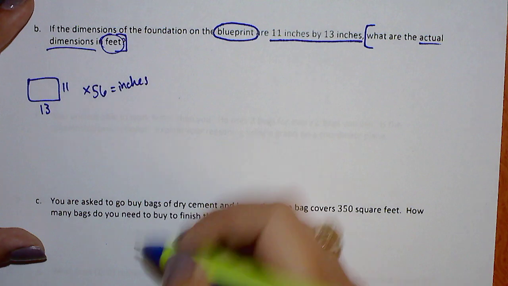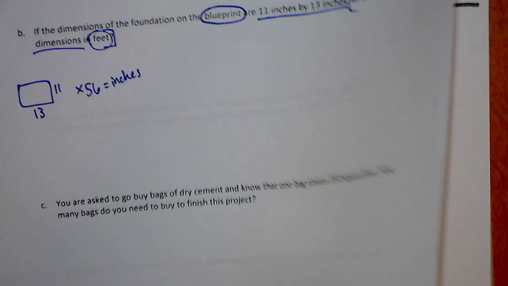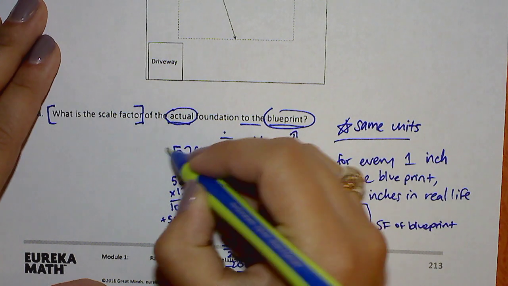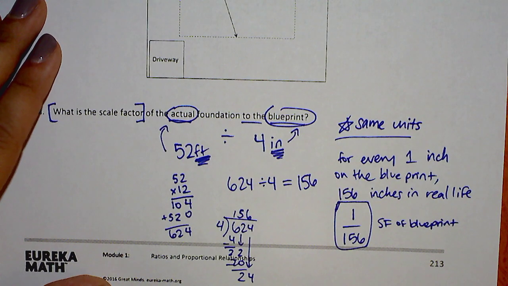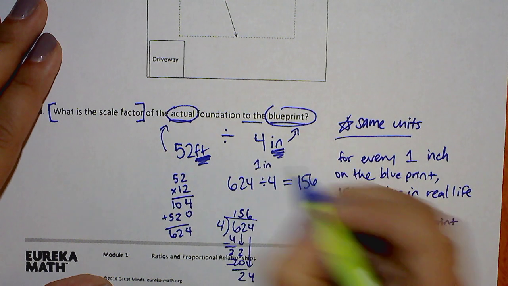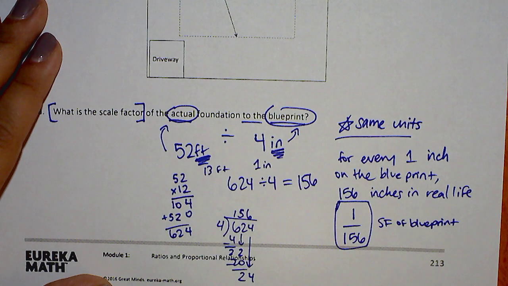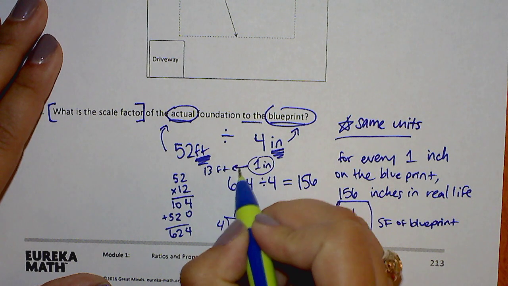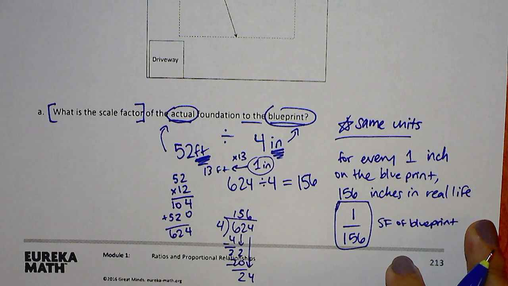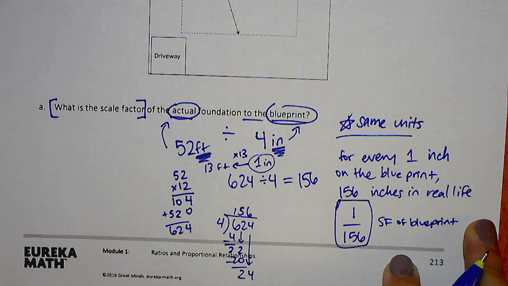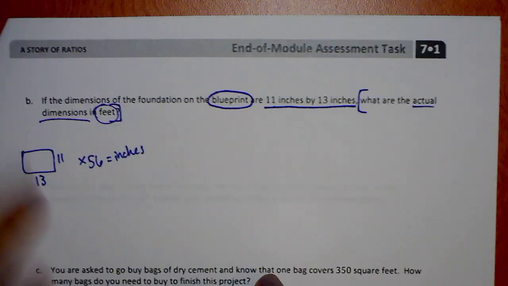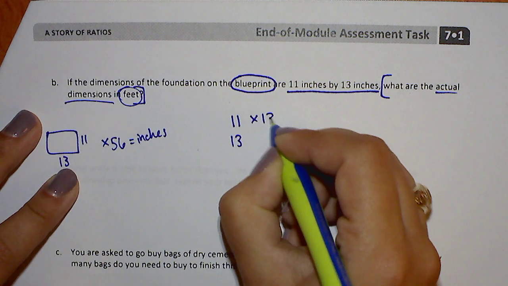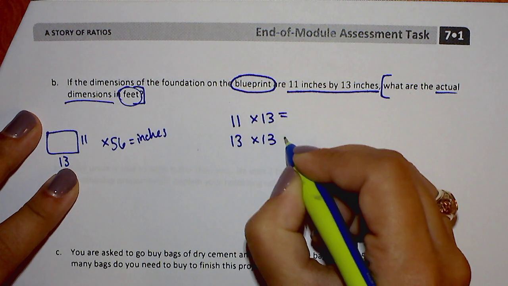But they're looking for feet. If I look back, I know that 4 inches on the blueprint was 52 feet in real life. So that means 1 inch on the blueprint will be 13 feet in real life. So I can take however many inches and multiply times 13 to get however many feet in real life. I can take however many inches and multiply times 13 to get the feet in real life.